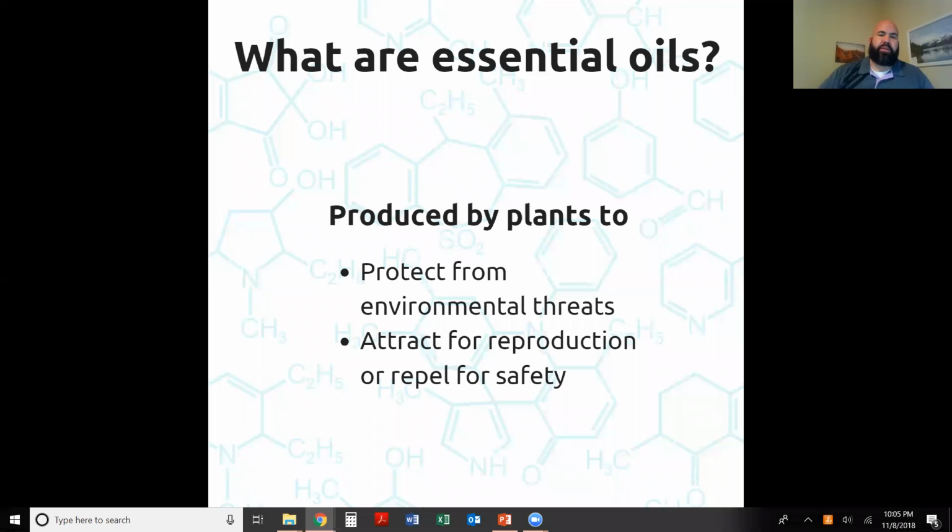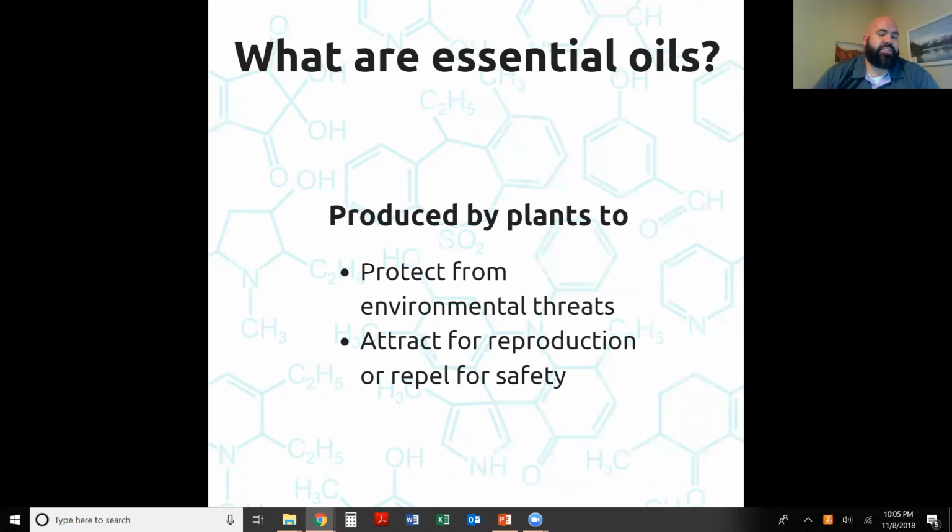All right. Okay, so tonight we're going to talk a little bit about essential oil chemistry and why that's even important to know, right? But first, kind of the real basics of it. What is an essential oil? What does it do for a plant?